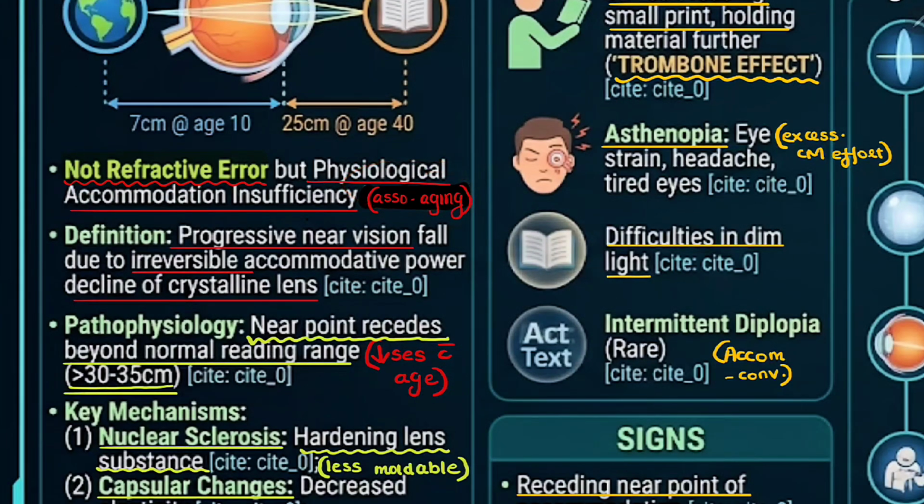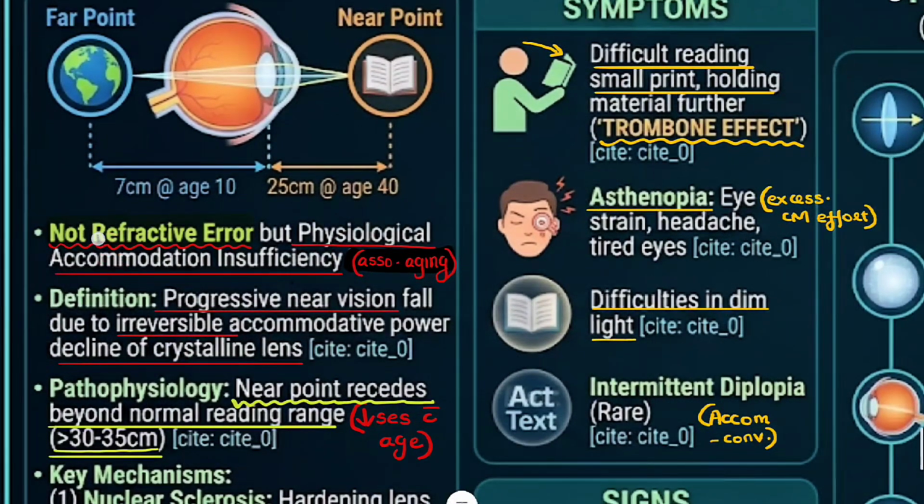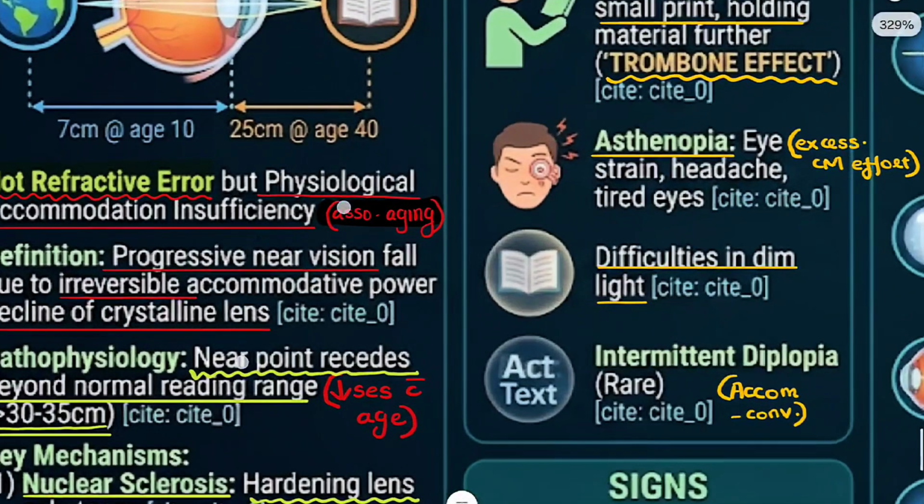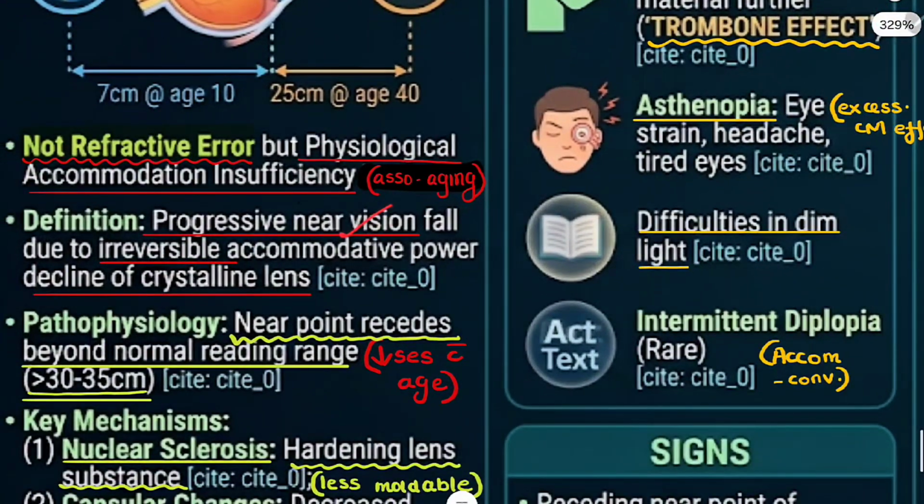So we studied myopia, hypermetropia, astigmatism. All these were refractive errors, but this is not a refractive error. This is a physiological insufficiency in the accommodation. So there is an accommodation insufficiency due to aging. And here we can see progressive near vision fall due to irreversible accommodative power decline of the crystalline lens.